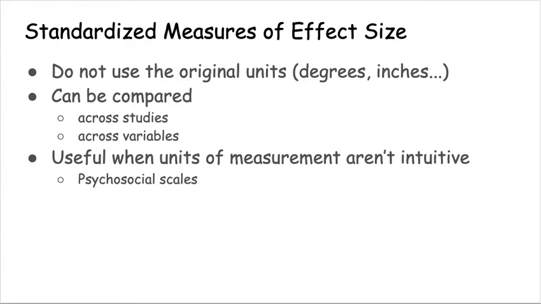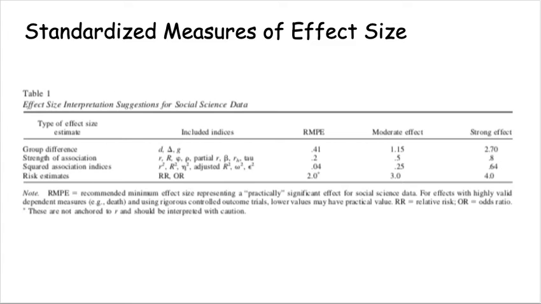Issues like p-hacking have caused more investigators to include standardized measures of effect size in their papers. The problem of using the difference between means for effect size is that it's dependent on the units of the outcome measure. This is a problem if we want to compare results across different studies that use different outcome measures. It's also a problem when the units of measurement aren't intuitive.